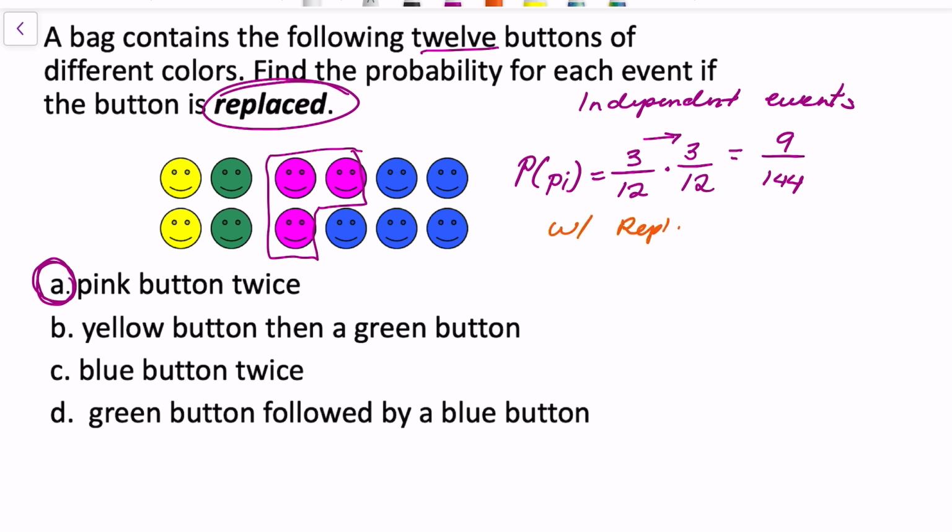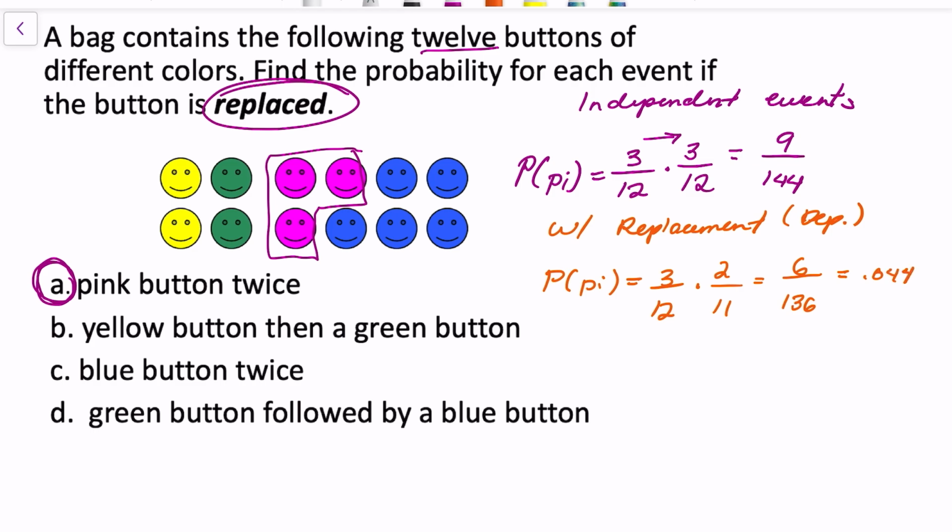Now let's do sampling without replacement, which is another way of saying we have dependent events. So we have 3 buttons out of 12 because we're interested in the pink once again. But once I take that pink button out, I'm going to be down to 11 buttons in my bag. And the first button that I took out was also pink, so I need to take out 1 pink button as well. So it's going to be 2 out of 11. We multiply across, that's going to be 6 out of 132. If we find the probability in decimals, it's going to be 0.044.